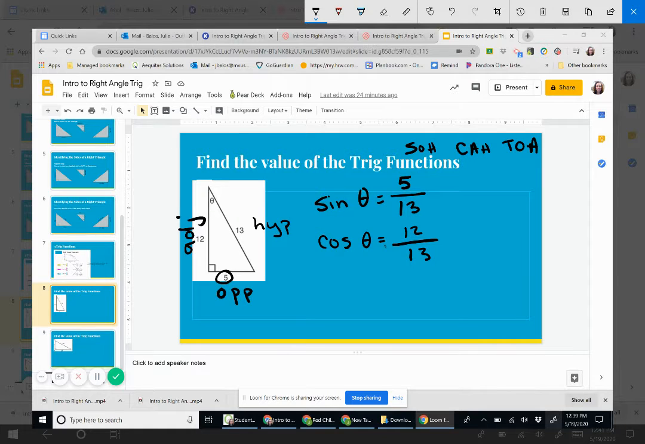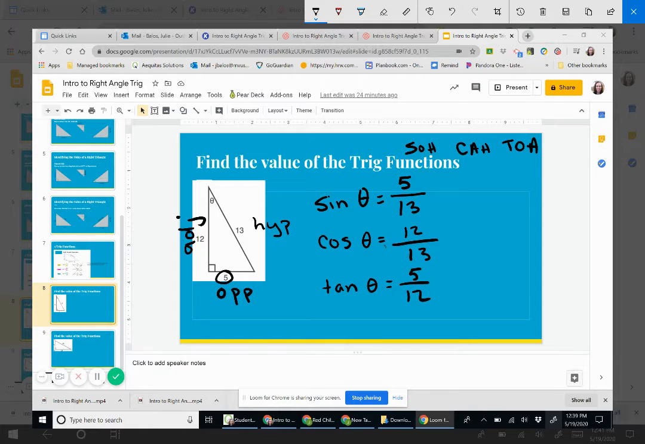How about tangent? Okay. Tangent of theta is opposite over adjacent. How long is the opposite side? 5. How long is the adjacent side? 12. So tangent is 5 over 12.